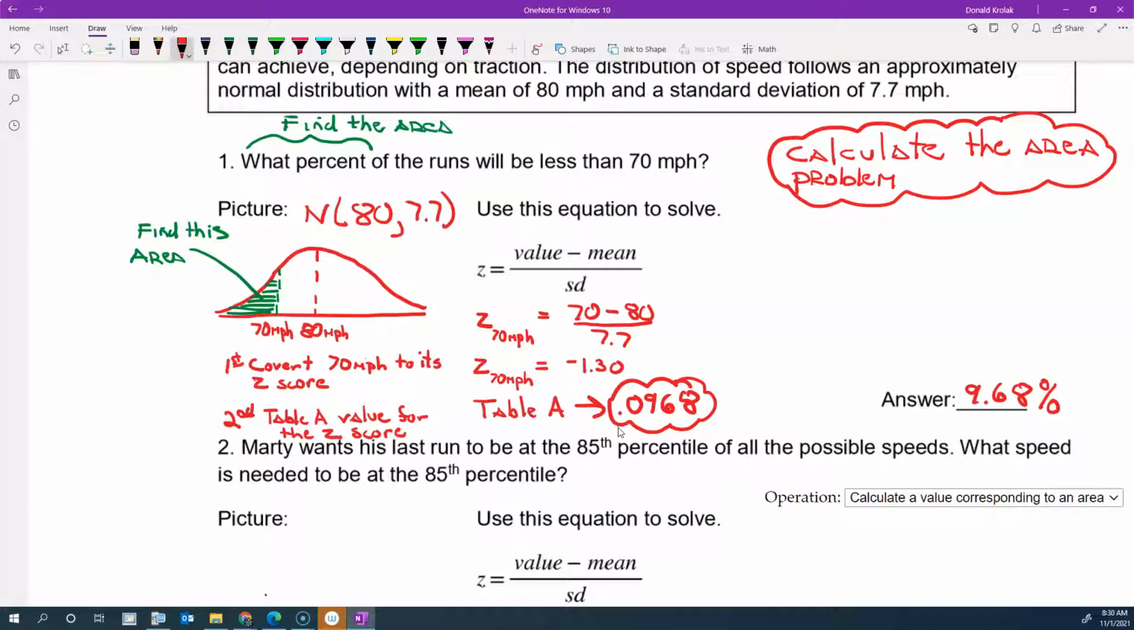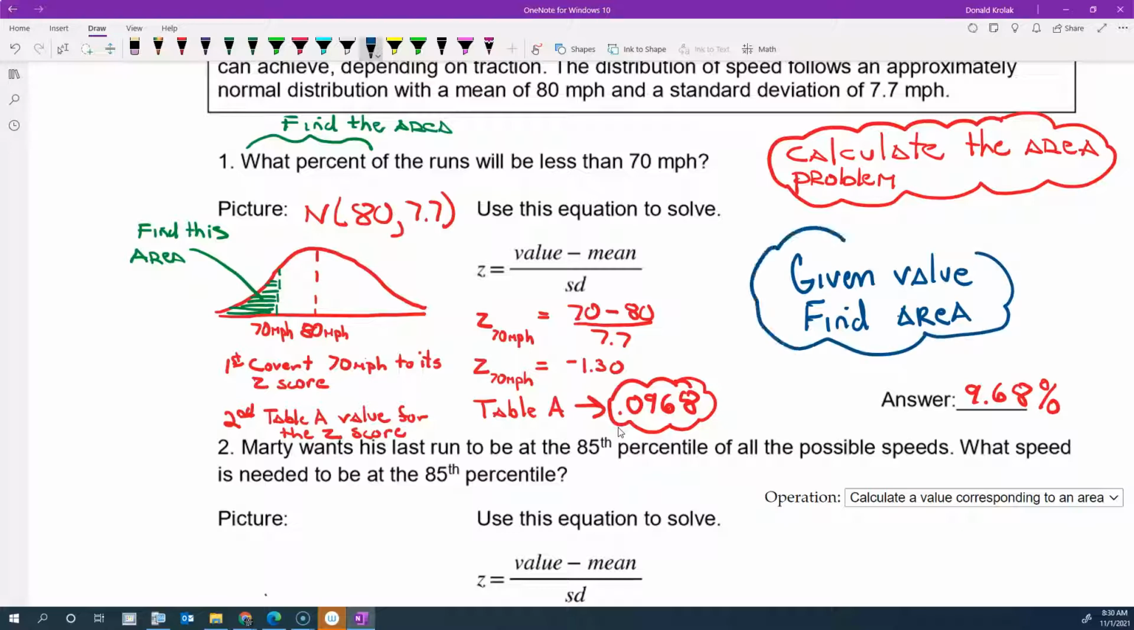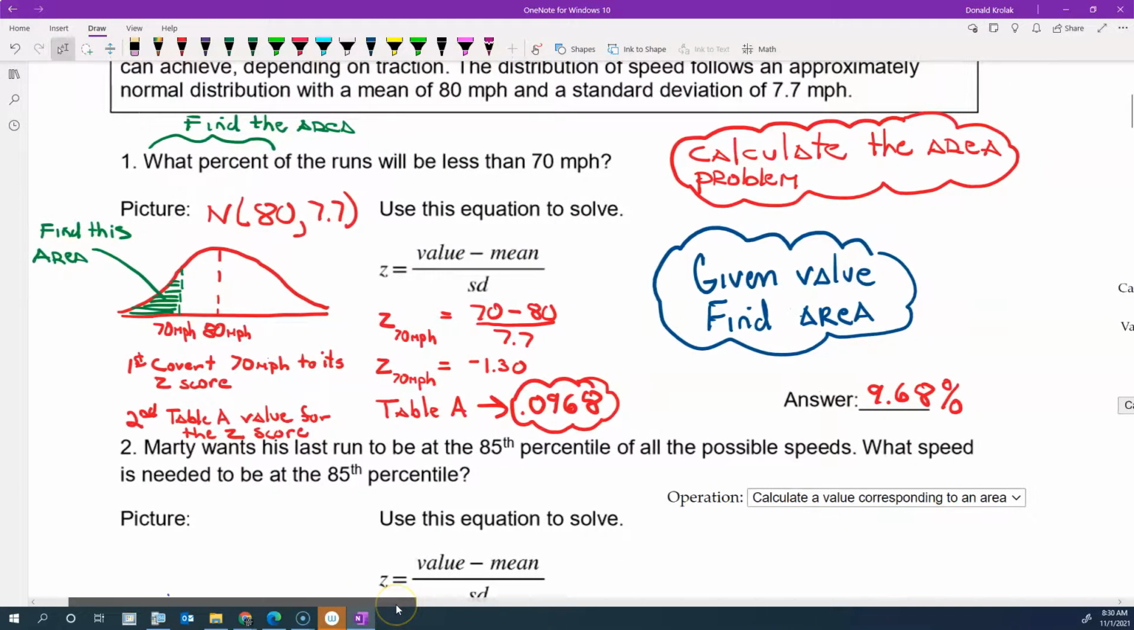So in this problem, guys, you were given the value, and the question was, find the area. Now the next one is just the reverse of this. I'll also show you this, which is doing it by hand.